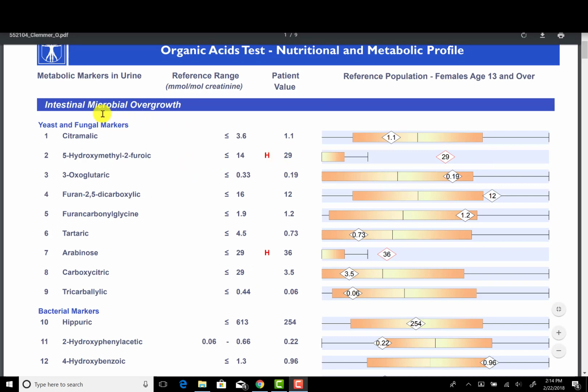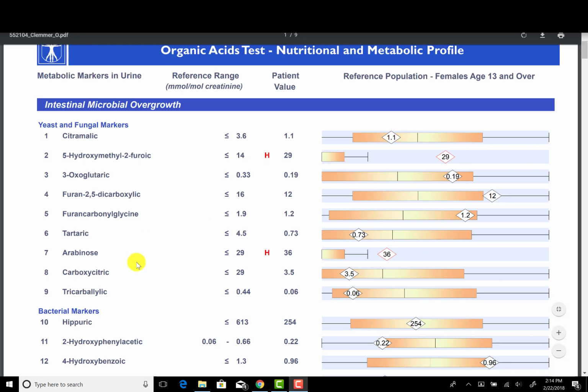The first portion of this test is all about the intestinal microbial balance in the GI system. We have all these different markers, and these are organic acids, substances that yeast and fungus will produce into the bloodstream, and then the kidneys will filter these out. So if there's an abundance of these chemicals, organic acids, within the urine, we can measure these levels and tell if there's an overgrowth of yeast.